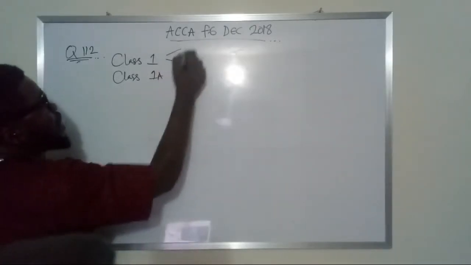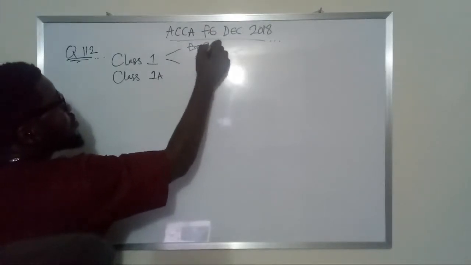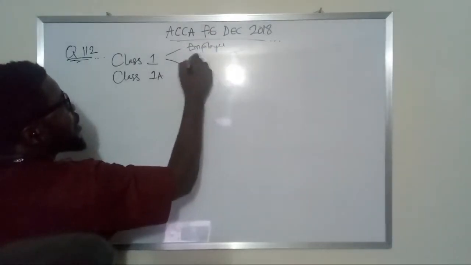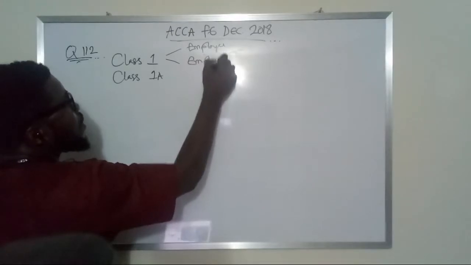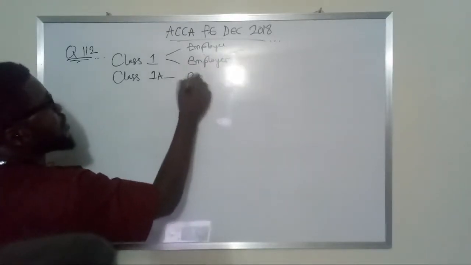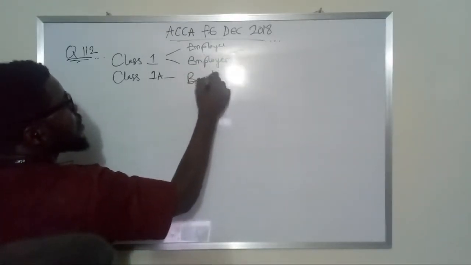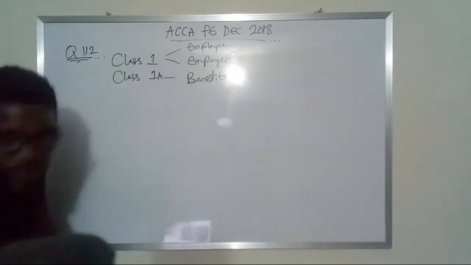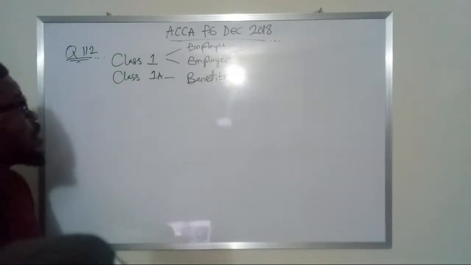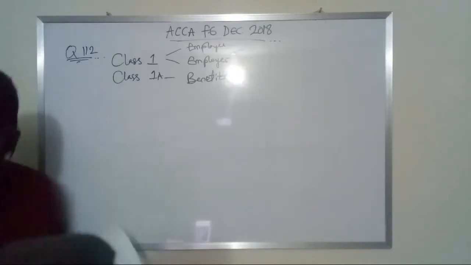I'll talk a bit on this Class 1. For Class 1, we have employee and employer. And Class 1A is purely on benefits. So this is basically what we'll be tested on.